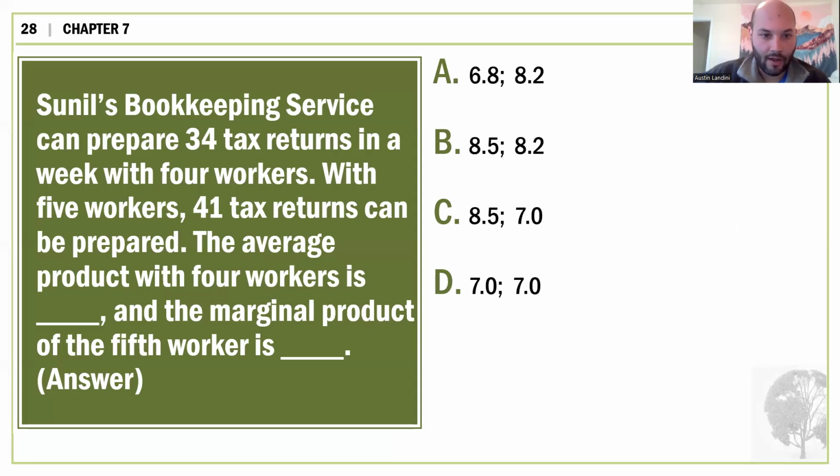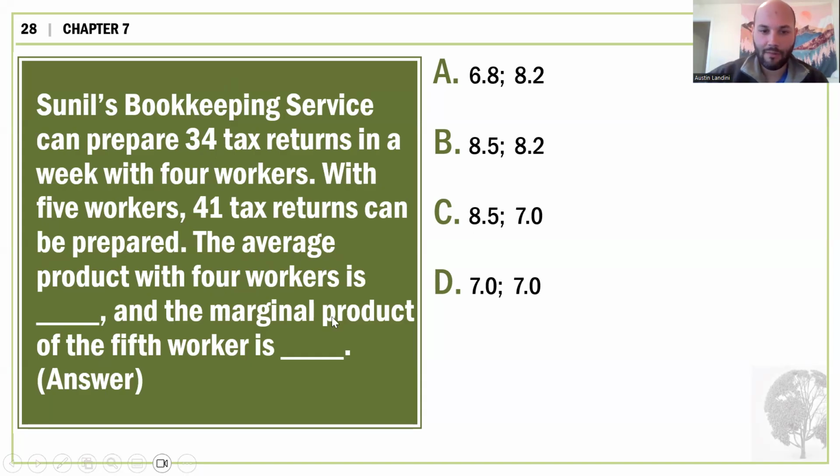All right, so here's a good problem that kind of shows marginal versus average. We've got Sunil's bookkeeping service, which can prepare 34 tax returns in a week with 4 workers. With 5 workers, they can produce 41 tax returns. So what's the average product with 4 workers? Well, it says with 4 workers, they can produce 34 tax returns. So the average would be 34 divided by the 4 workers. And what's the marginal product of the 5th worker? That's asking, if they hire one more worker, how many additional tax returns can they prepare? So the marginal product here, they go from 34 to 41, an additional 7.